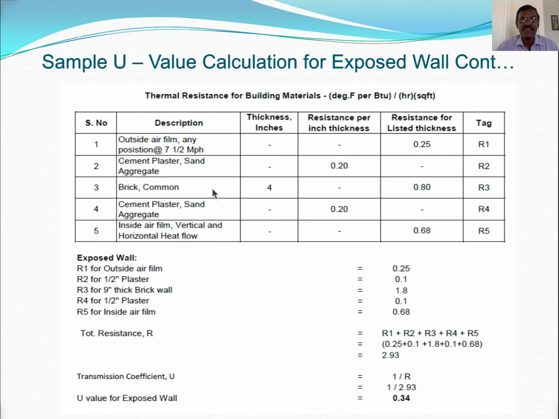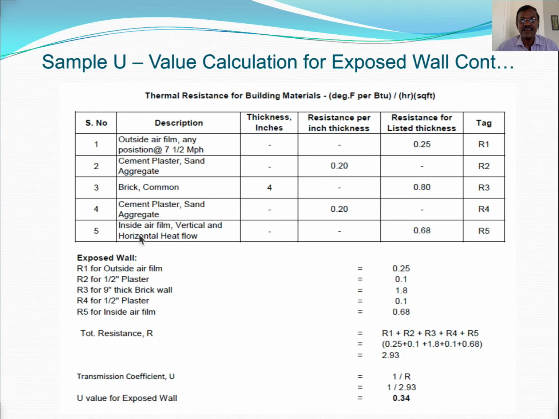Next it is crossing the brick wall. Since it is considered 9-inch thickness, whereas 4 inches is 0.8, for 9-inch it is 1.8. That's what I have mentioned in here. It is R3. After the brick wall, there is again plastering, R4. So again the same thing, 0.2, and our thickness is 1/2 inch, so 0.1 I have considered.